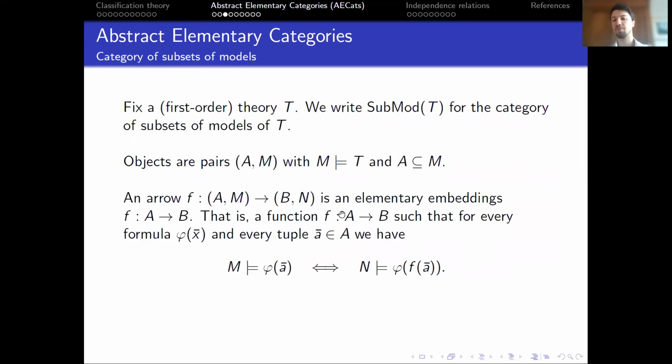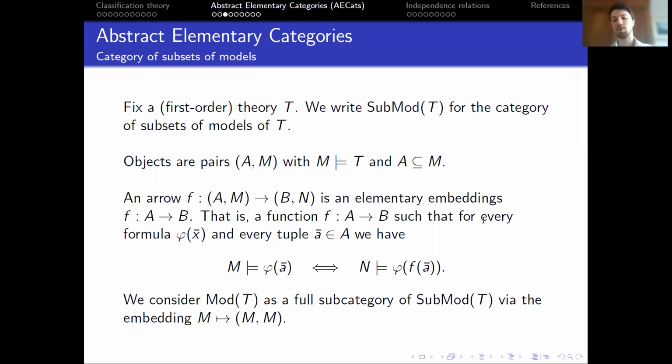That means it is a function f from A to B such that for every formula φ and every tuple a in A, M satisfies φ(a) if and only if N satisfies φ(f(a)). And then obviously this category of models can be considered as a full subcategory of the category of subsets of models, via the obvious embedding that sends a model to the full subset of itself.